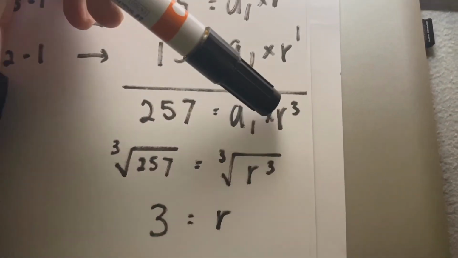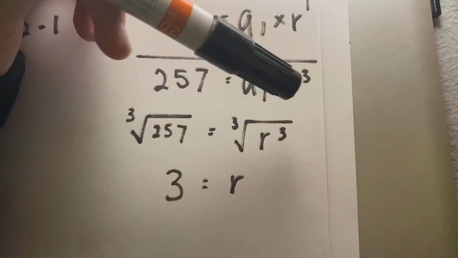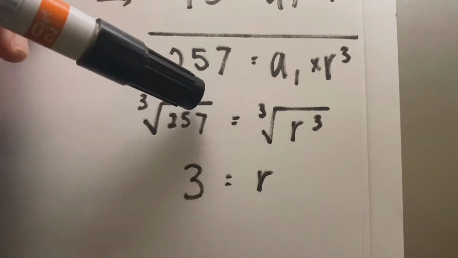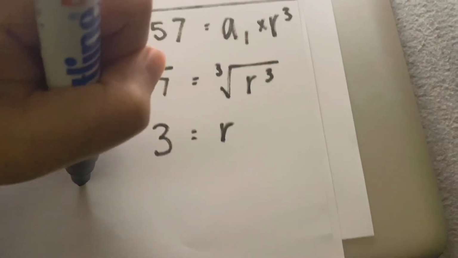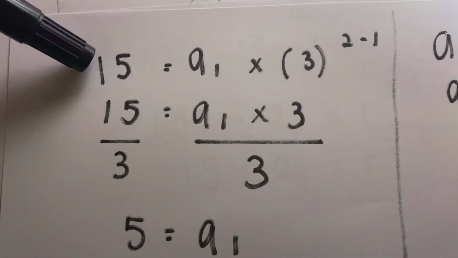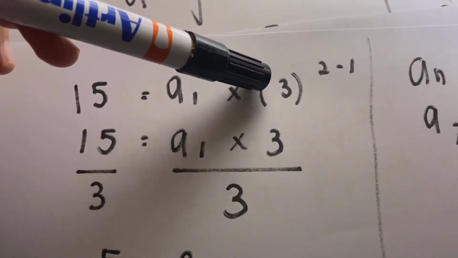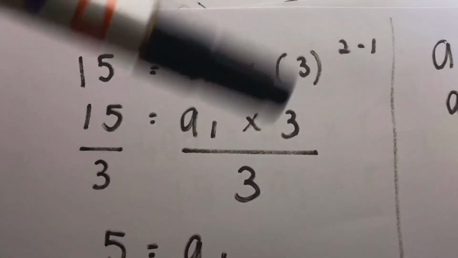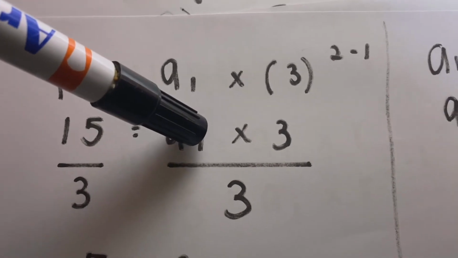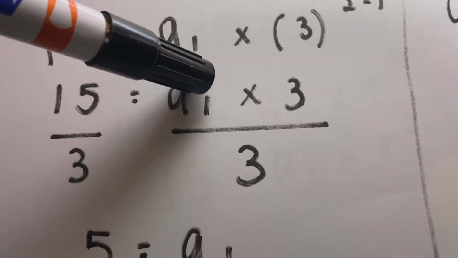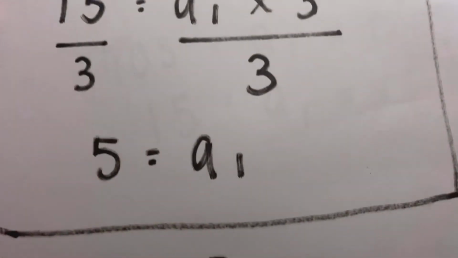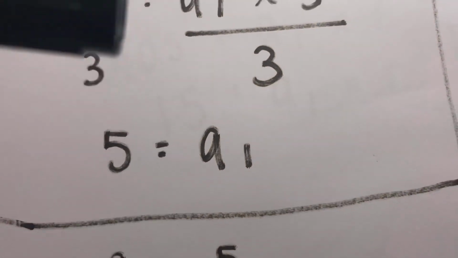Now to cancel the power of 3 on r, we have to take the cube root of both sides, and the answer we will get is 3 equals r. So obviously we have done the first phase here. Now I bring down the second term, which is 15 equals a sub 1 times 3 to the power of 2 minus 1. After we evaluate that, we will get 15 equals a sub 1 times 3. Now to isolate a sub 1, we divide by 3 on both sides, and the answer I got is 5 equals a sub 1.